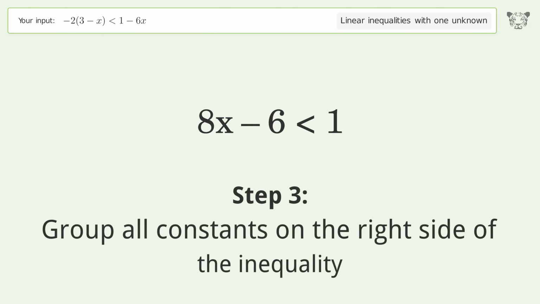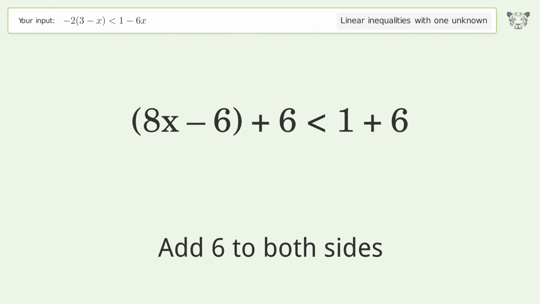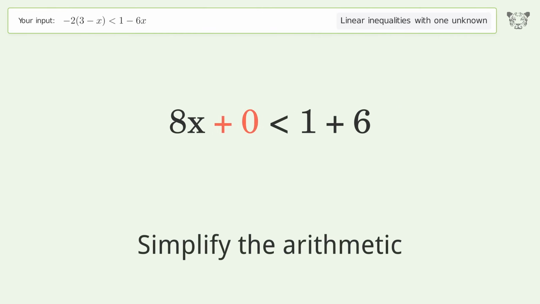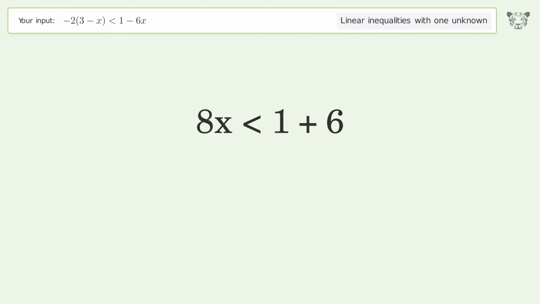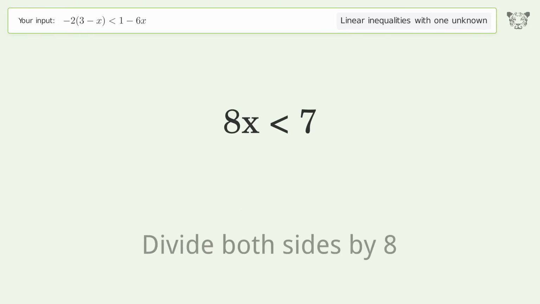Group all constants on the right side of the inequality. Add 6 to both sides. Simplify the arithmetic. Isolate the x. Divide both sides by 8.